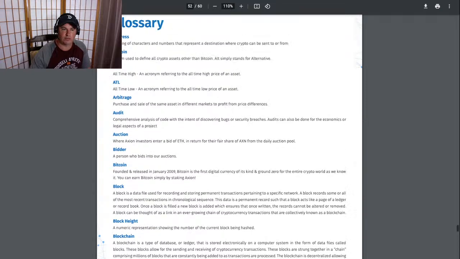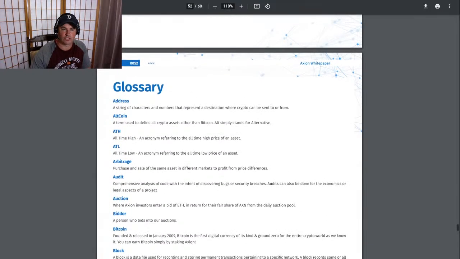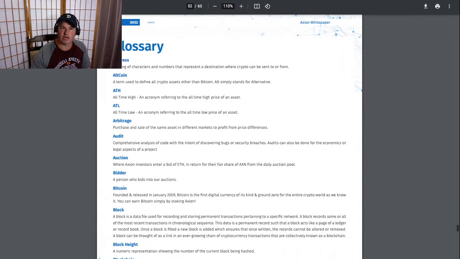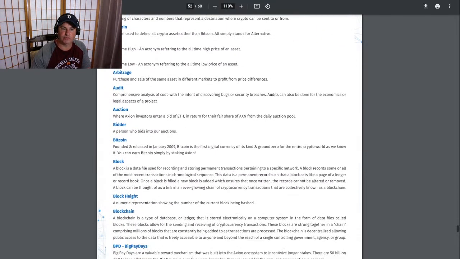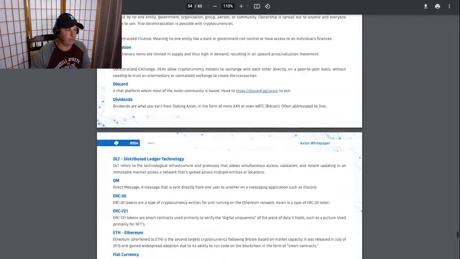So pretty cool. And then there's auctions, where a bidder is a person who bids in our auctions. We have the regular auctions and the venture capital auctions. So if you decide to put Ethereum in those, you're a bidder, where Axion investors enter a bid of ETH in return for a fair share of Axion, the daily auction pool. So those are the auctions that we run, and those are the main Axion-specific terms in there. The rest of it is cryptocurrency or financial market terms, but you can go through all those as well.